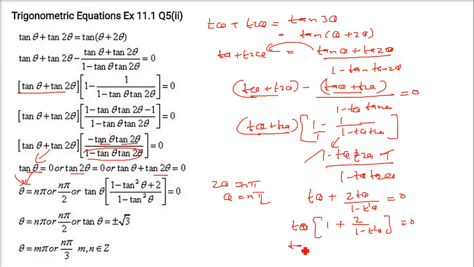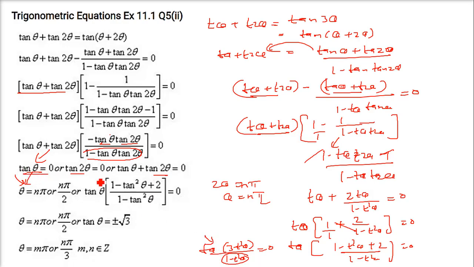So what do you get? Tan theta times 1 minus tan square theta plus 2 by 1 minus tan square theta. So you get tan theta times 3 minus tan square theta by 1 minus tan square theta equal to 0. So either tan theta is 0, which is already used, or 3 minus tan square theta equal to 0. So tan square theta is equal to 3. Tan theta is equal to plus minus root 3.